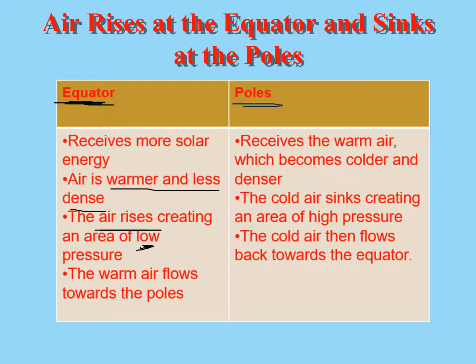Once you get to the poles, or once it's on its journey to the poles, that air is going to start to cool off. And as that air cools off, it's going to become denser. And then that cold air is going to start to sink, creating areas of high pressure. And that cold air is going to travel and flow back towards the equator, completing that convection cell.